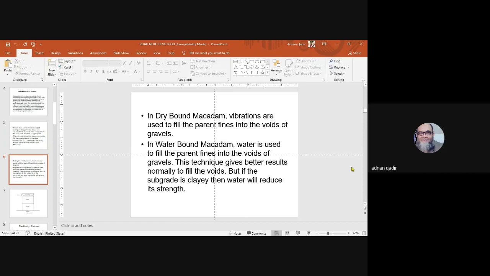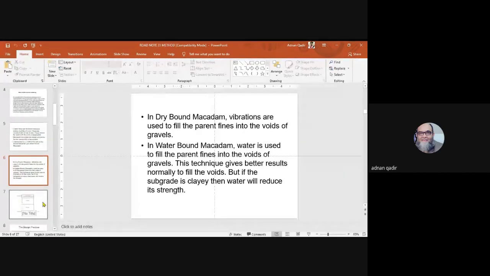So in other words, you can build your aggregate base courses by either of two methods. If you have a good subgrade, gravelly or rocky, then it's better to have a water bound macadam. But if you have a subgrade that is clay, then you will always use dry bound macadam. And if your subgrade is not clay, then use water bound macadam. What I'm trying to say is that the dry bound macadam is useful for both cases, irrespective of the subgrade condition. But the water bound macadam is effective only when your subgrade is not a clay soil or something like that.